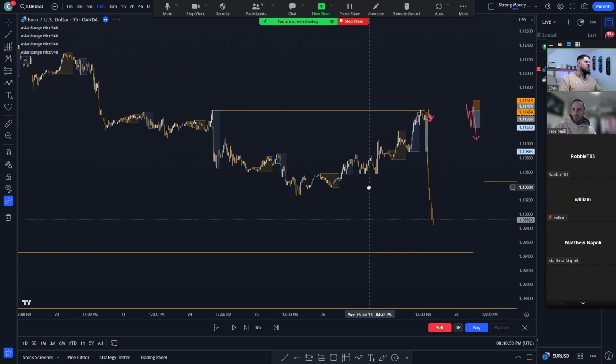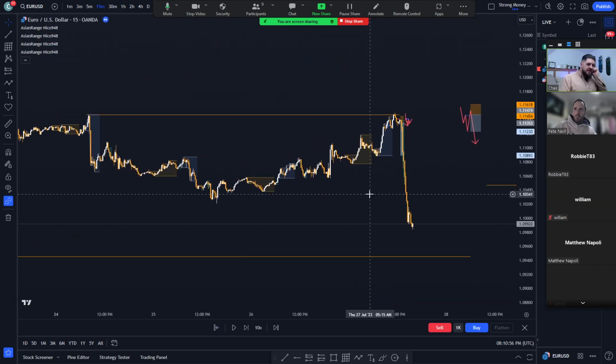Okay, so we know by this point in the week that the likelihood is on Thursday we're going to continue on. So where are we? So Thursday, that's all Thursday.